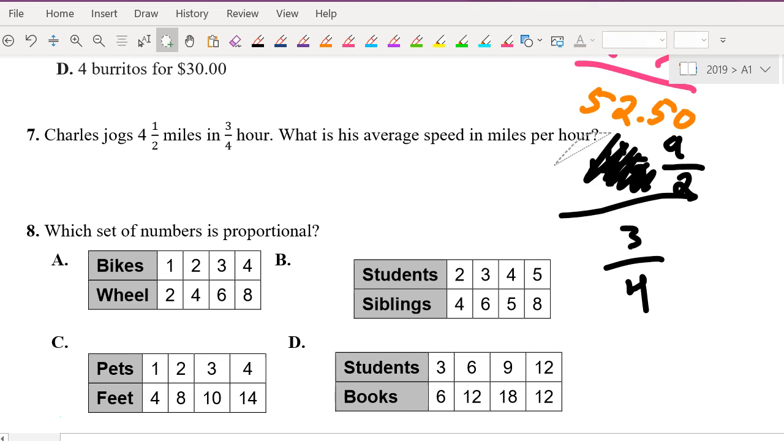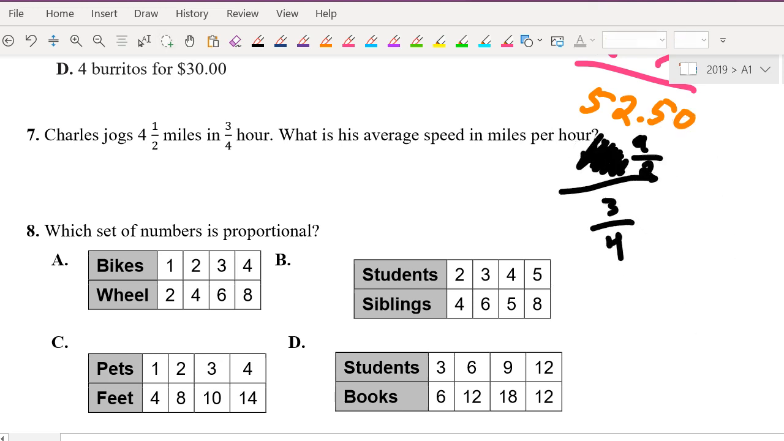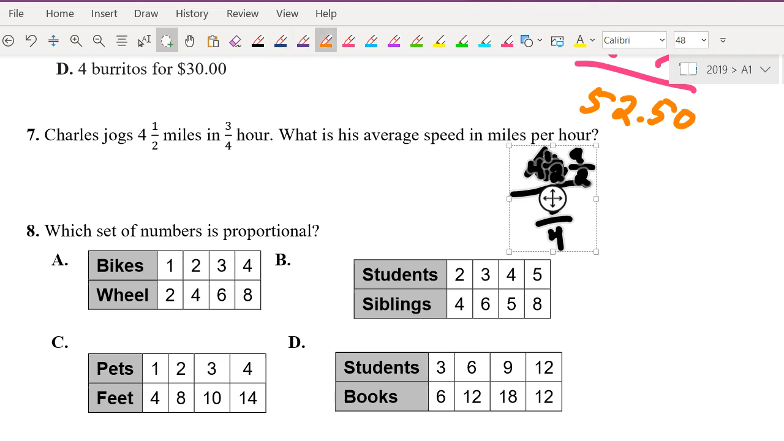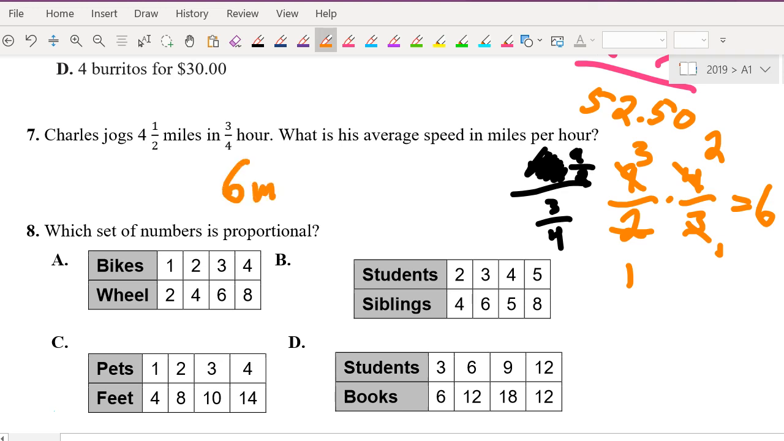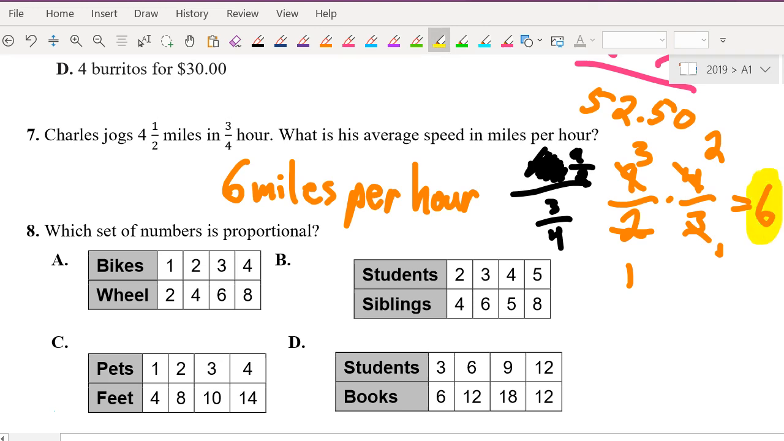What do we do now? We shrink it because we need room. Okay, I shrunk it. So we do 9 halves times 4 thirds. Can we cross cancel? Yes, we can. So we divide by 3, and we can divide that too. 2 over 1. The answer should be 6. So the average speed is 6 miles per hour. Okay? Now, does that make sense that he was going 6 whole miles per hour?